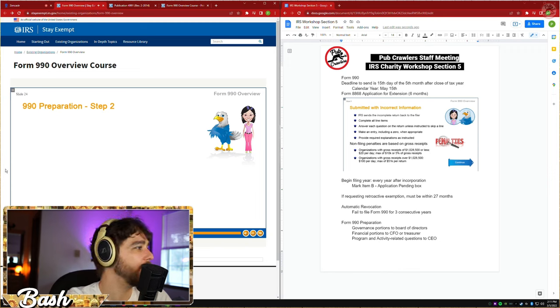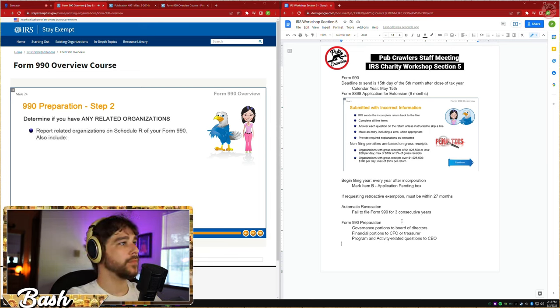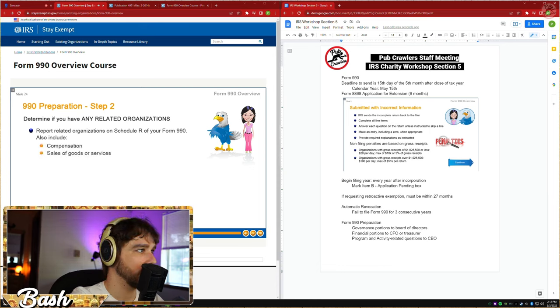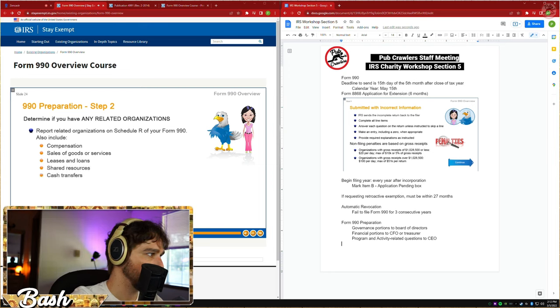Before preparing the 990, determine if you have any related organizations. You'll use Schedule R of the Form 990 to report them, as well as any compensation, sales of goods or services, leases, loans, shared resources, and transfers of cash and property to or from your related organizations. Remember that a related organization is an organization with one of the following relationships to your organization at any time during the tax year: a parent organization which controls your organization, a subsidiary, or one that's controlled by your organization, brother or sister organizations, sponsoring organizations and contributing employers to voluntary employees beneficiary associations, or a supporting organization. For more on related organizations, use this link.